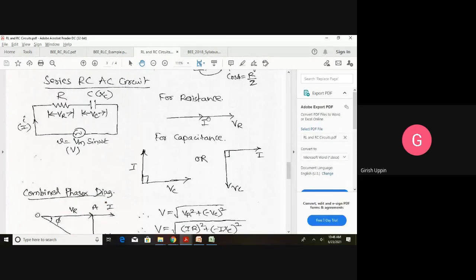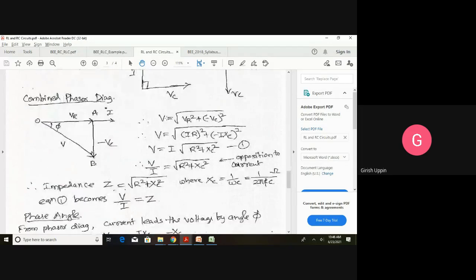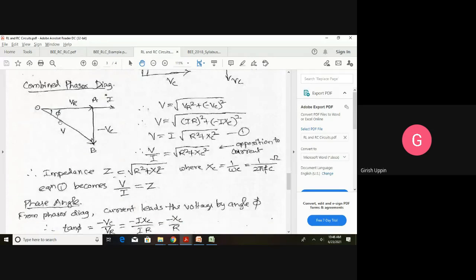And if we merge these two, you rotate this one so that this is I and this is VC, and we combine these two. This is how we get the combined phasor diagram. In the combined phasor diagram, you can see this is the voltage across the resistor and this is the current, both are in phase. This is the voltage across the capacitance and this is the current in the capacitor. The current is leading with respect to VC by 90 degrees.